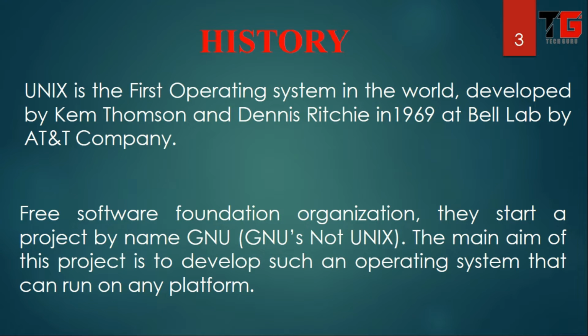Unix is the first operating system in the world, developed by Ken Thompson and Dennis Ritchie in 1969 at Bell Lab by AT&T Company. Free Software Foundation organization, they start a project by name GNU. GNU means GNU's not Unix. The main aim of this project is to develop such an operating system that can run on any platform. That means a kind of operating system that will run on any platform like Intel, AMD or IBM, or all the hardware that will be existing in this world.